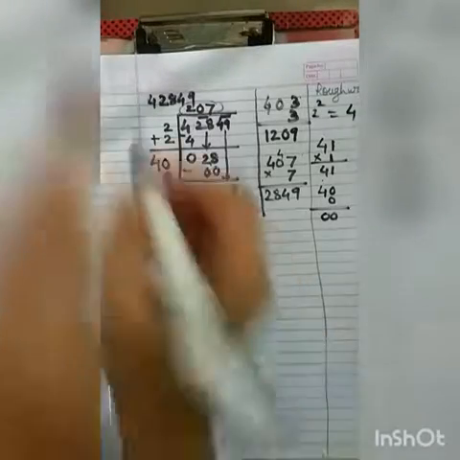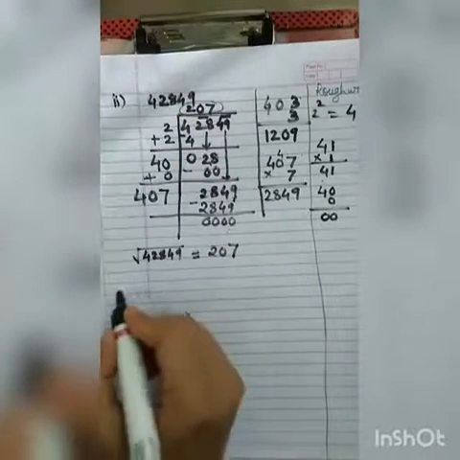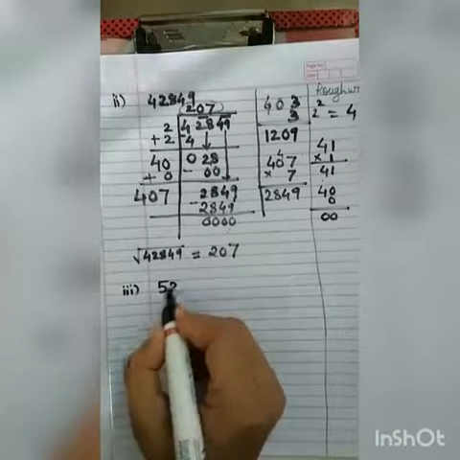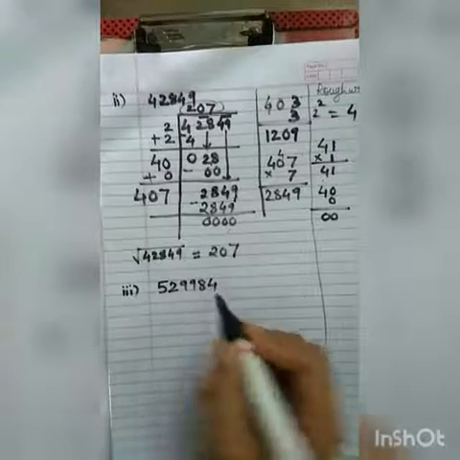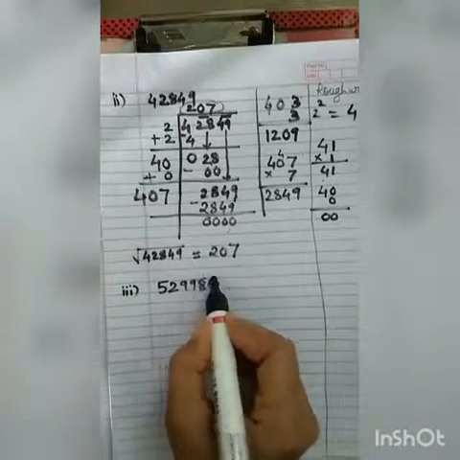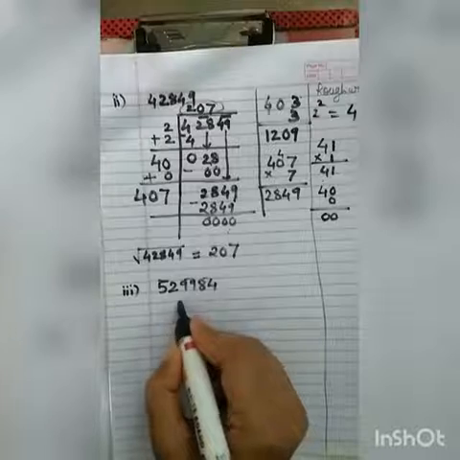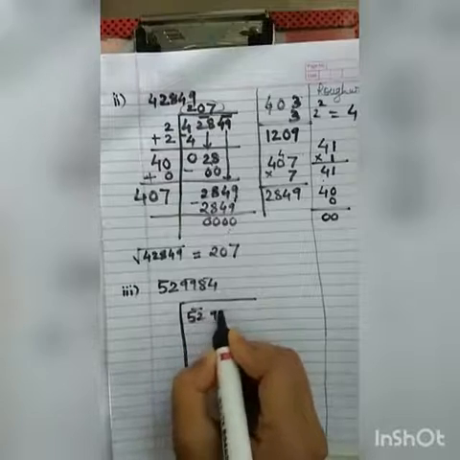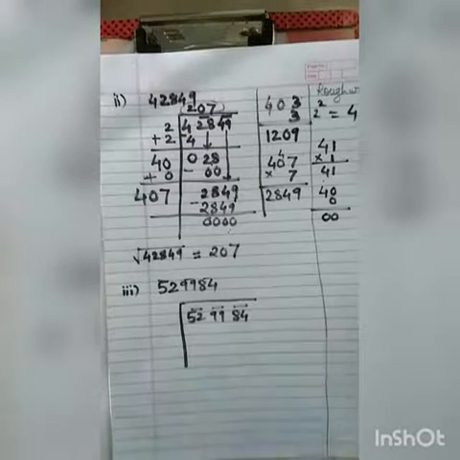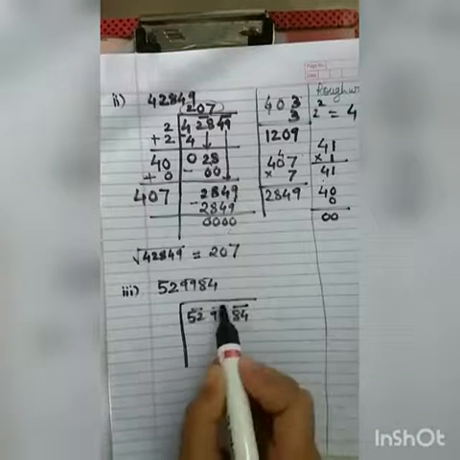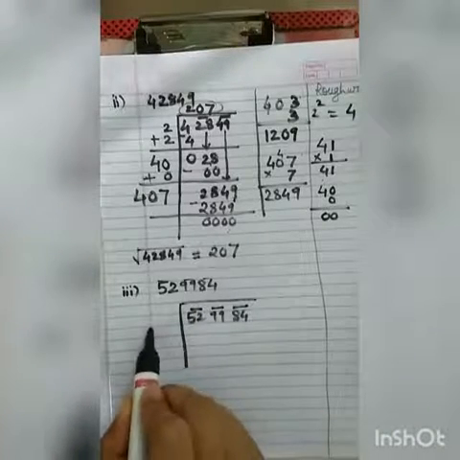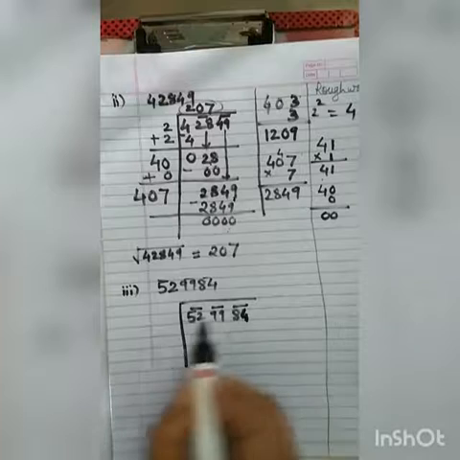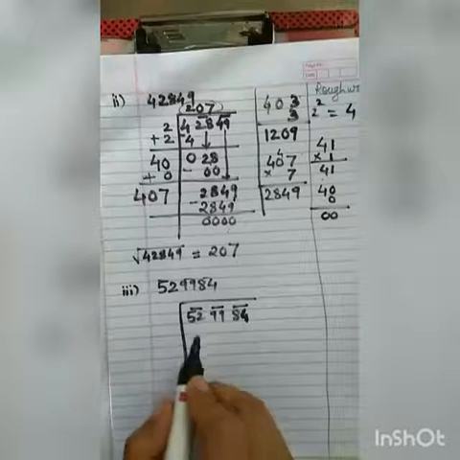One more example to make you understand clearly. I think by 2 or 3 examples you will understand this long division method. Let us take a number 529984. Again we have to make pairs like this. Actually we have to pair from the unit place to the higher places of the number. You have to start making pairs from the ones place, that is the unit place, to the highest place value of that number.